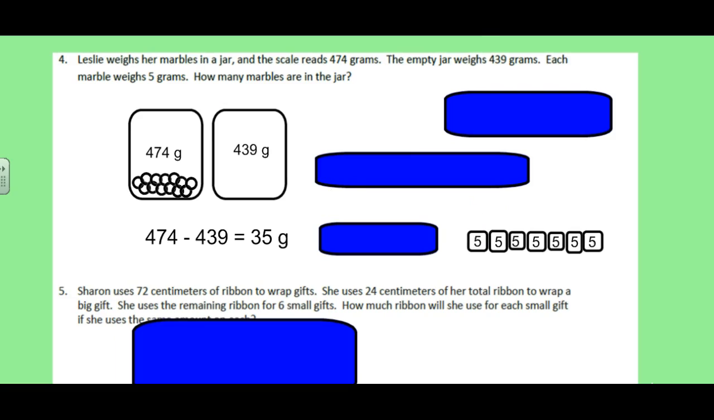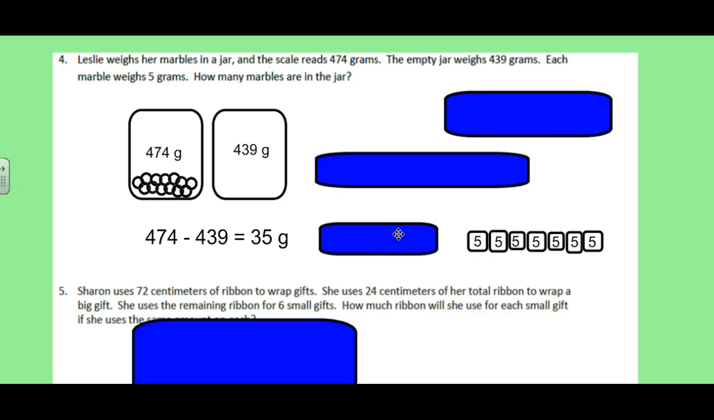So whenever I kept adding 5 grams, I skip counted, so there was 5, 10, 15, 20, 25, 30, and 35 grams right here. When I count how many groups I have, that tells me that I have 7 groups, meaning that there are 7 marbles in the jar. So if I was working with the numbers 35 and 7, what equation goes with that part of the problem that I just did? I want you to write that equation on your piece of paper.